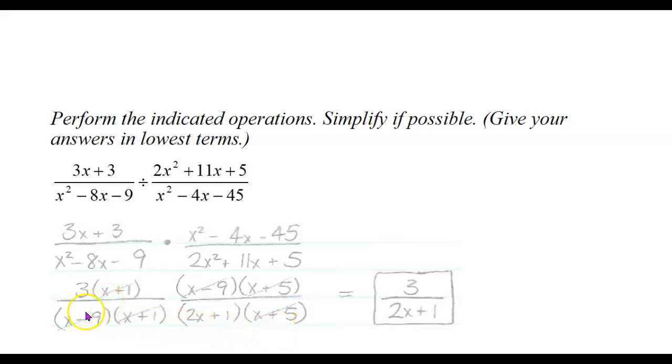Now, looking for common factors, there's an x minus 9 on top and on the bottom. There's an x plus 1 on top and on the bottom, and there's an x plus 5 on top and on the bottom. And once we've divided those common factors out, what we have left is a 3 on top over a 2x plus 1 on the bottom. So the final answer in lowest terms is 3 over 2x plus 1.